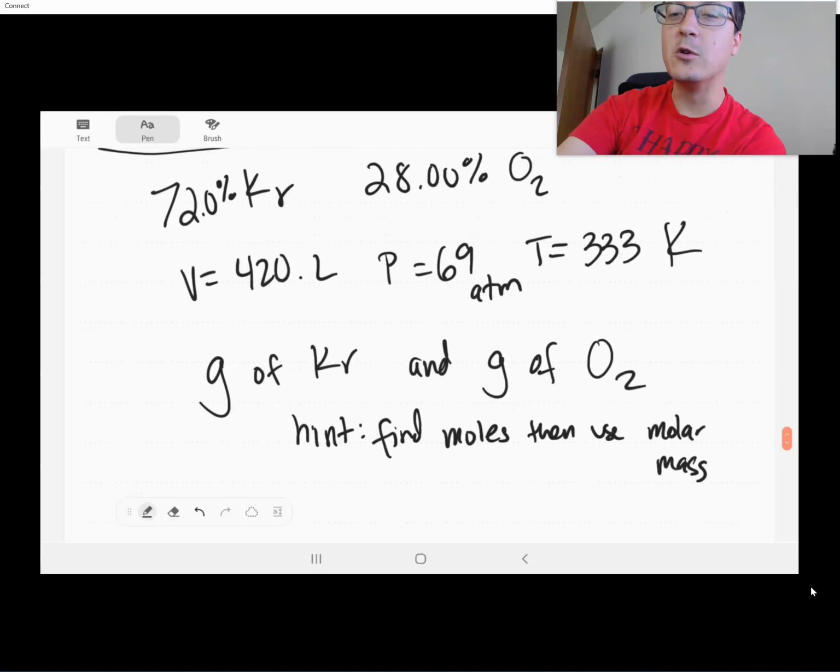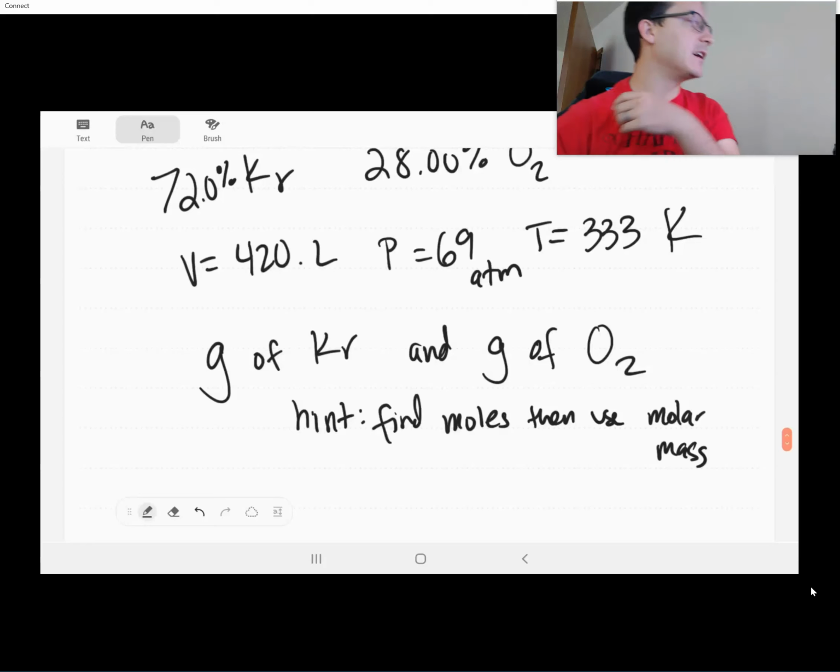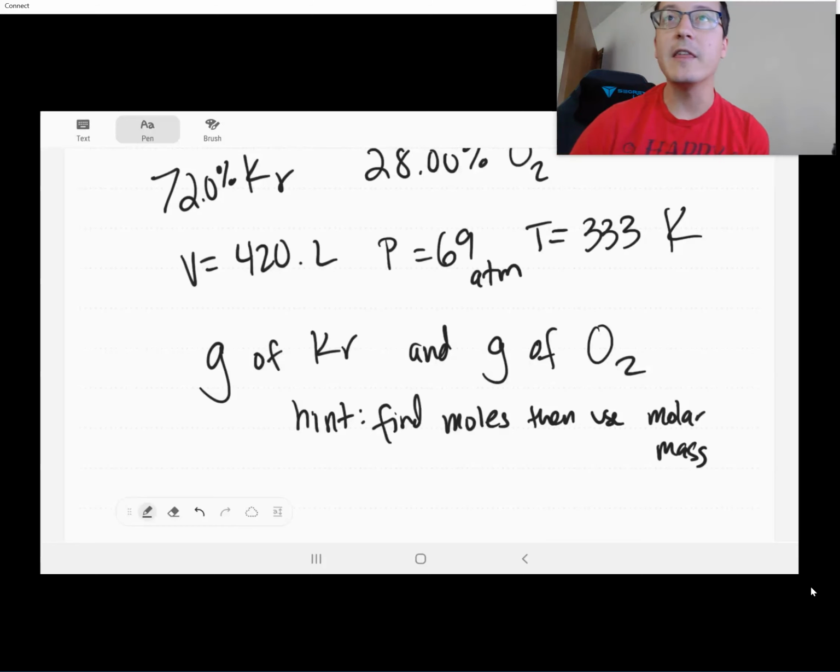Once you find your moles of krypton and your moles of oxygen, whatever those are, you're just going to use the periodic table to figure out their molar masses and then multiply by that. But you'll see it in the example. So, let's do oxygen first. Why not? Because Arpan has given us a number for that. Okay, so let's do it the first way, if that's okay with everyone. We're going to find the total moles, and then we're going to multiply it by 28%.